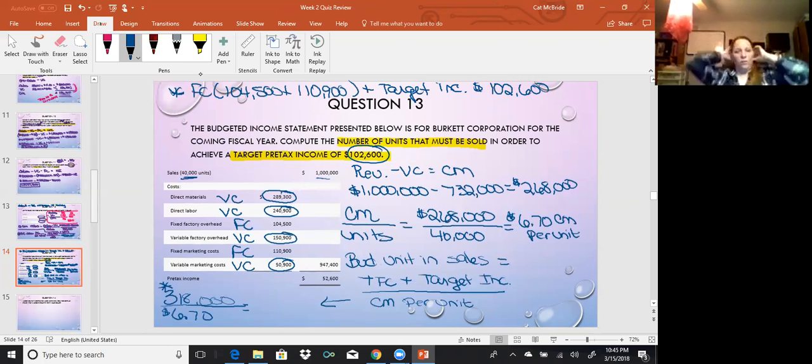So what we have is, from our contribution margin, we have to meet all of our fixed costs. So now we're saying, okay, not only do we want to meet, we know what our break even is, and we know what our contribution margin is. In addition to that, we want to end up with $102,600 we can keep in our pocket. In order to end up with $102,600 to keep in our pocket, our contribution margin has to cover all of our fixed costs plus that additional amount.